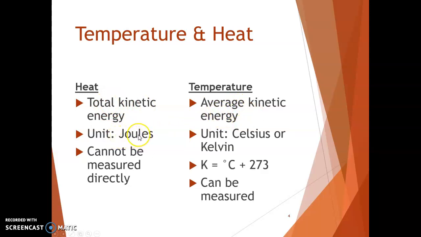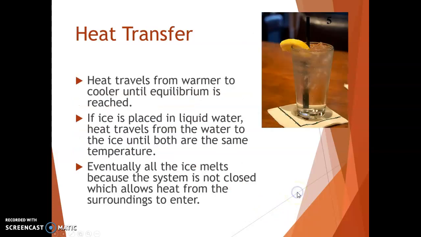Okay, heat has the same unit as energy, which is joules, while temperature has the units of Celsius or Kelvin. And recall, you can convert between Celsius and Kelvin using the Kelvin equals degrees Celsius plus 273 equation. Okay, you can't measure heat directly, but you can measure temperature directly. Alright, so heat is transferred from a warmer area to a cooler area until equilibrium is reached.